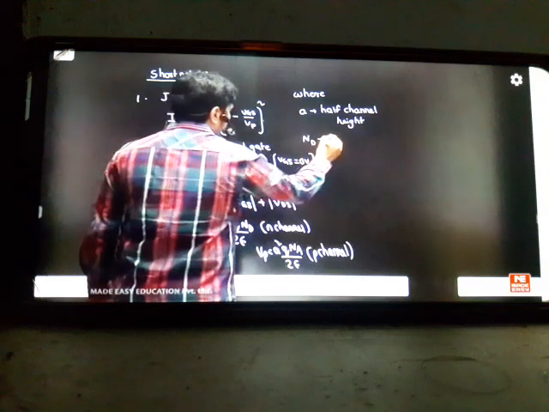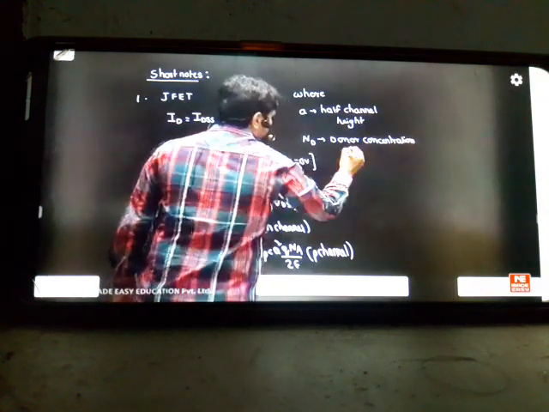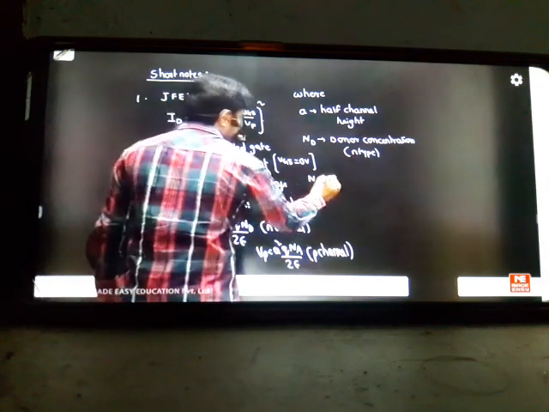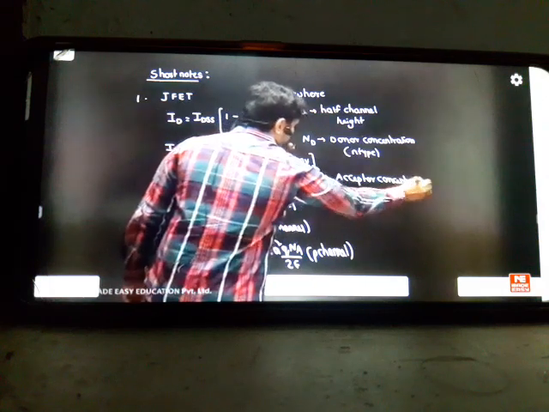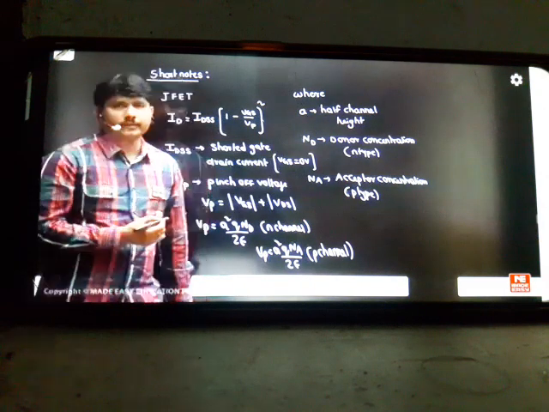And ND is called the donor concentration. Donor concentration is nothing but the N-type doping concentration. For N-type, the doping concentration we call ND. And NA we call the acceptor concentration. This is for P-type doping concentration. So these are the basic things you have to recollect when you are doing analysis in analog electronics.